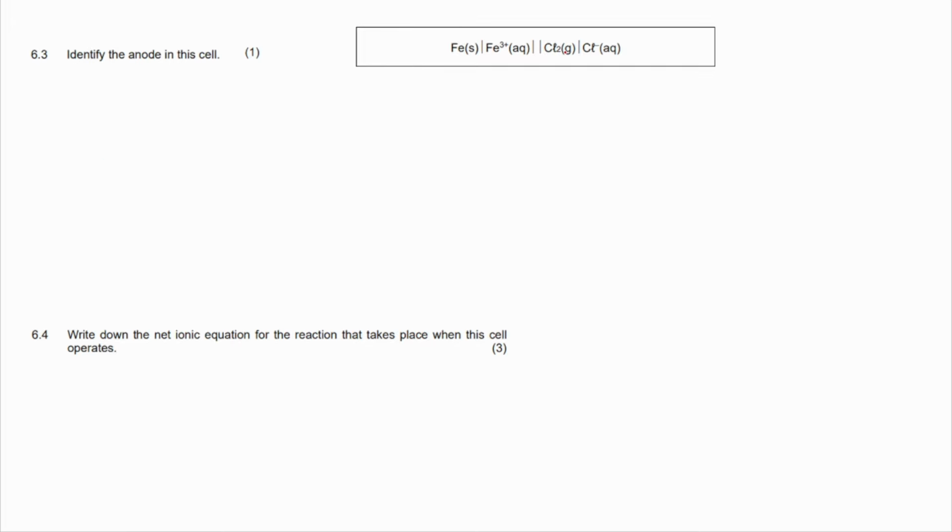When we write it in cell notation over here, it's in alphabetical order. So the anode will be on this side and the cathode will be on this side. So the anode is this, iron. You can say Fe or you could say iron. So it's in this order: anode on the left, cathode on the right.